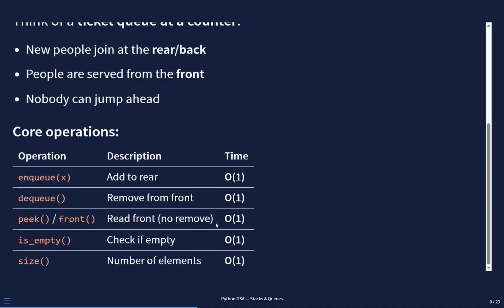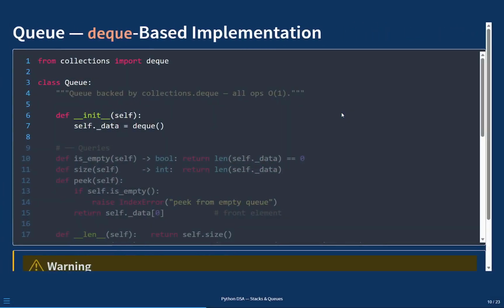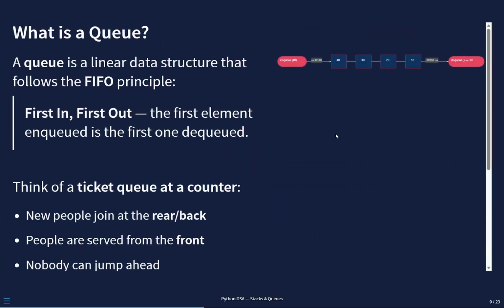The diagram shows the two-ended nature. Enqueue arrives on the right, the rear. Dequeue exits on the left, the front. This is fundamentally different from a stack, which has only one active end. The queue has two, and they serve opposite roles.